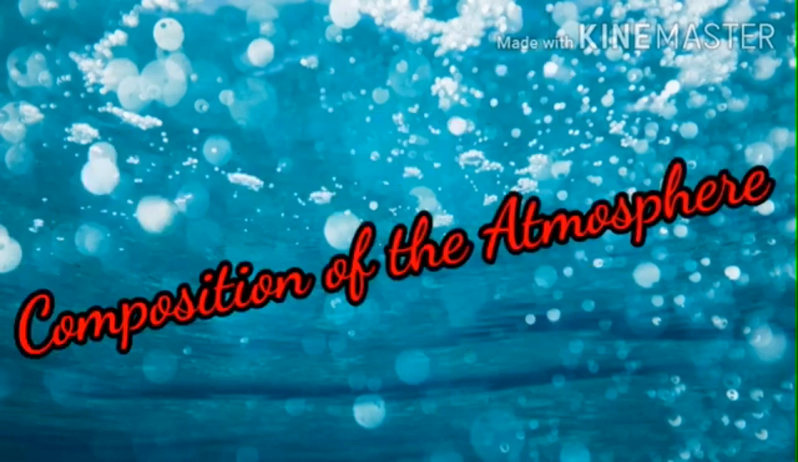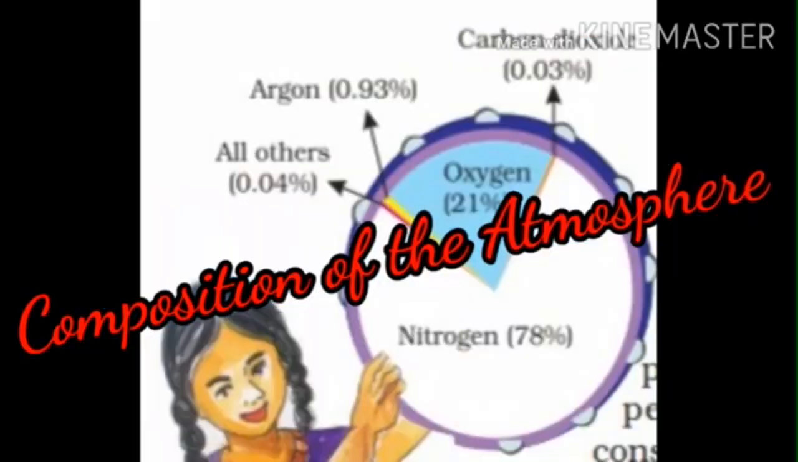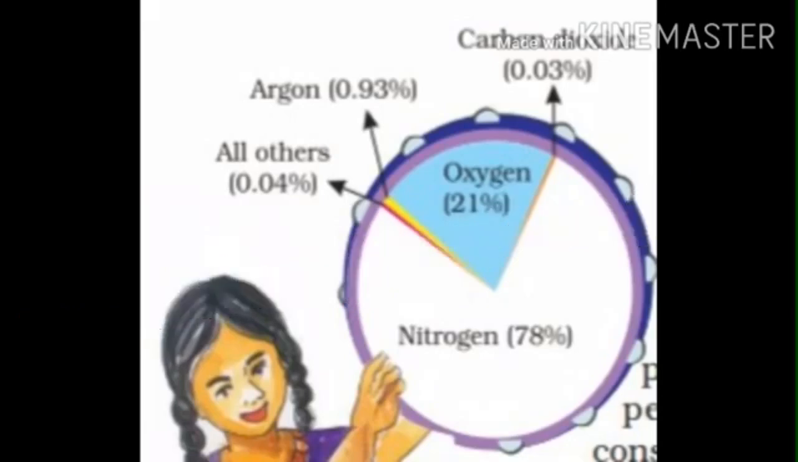The first topic is the composition of the atmosphere. The atmosphere is made up of various gases, water vapors, dust particles and so on. Do you know that, children? The air we take in while breathing is a mixture of various gases. Nitrogen and oxygen are the two gases which make up the bulk of the atmosphere. Carbon dioxide, helium, ozone, argon and hydrogen are found in lesser quantities.